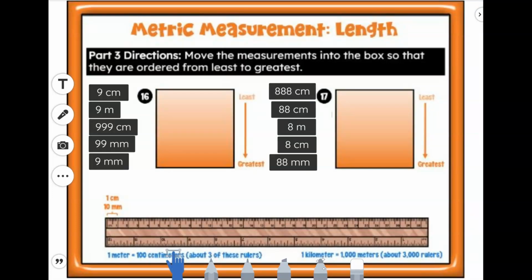This last slide probably looks pretty familiar to you. You're going to order your units from least to greatest. And remember, what's super helpful is to find that common unit and make them all the same. Your smallest unit is millimeters, so it would be helpful for you to turn these all into millimeters.